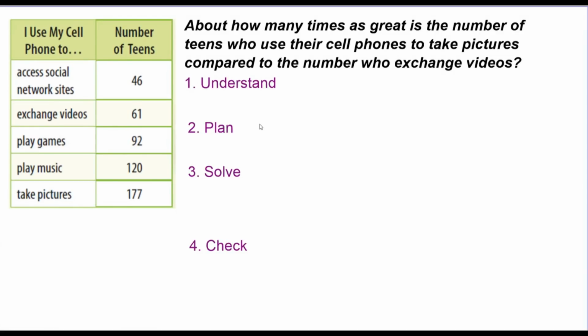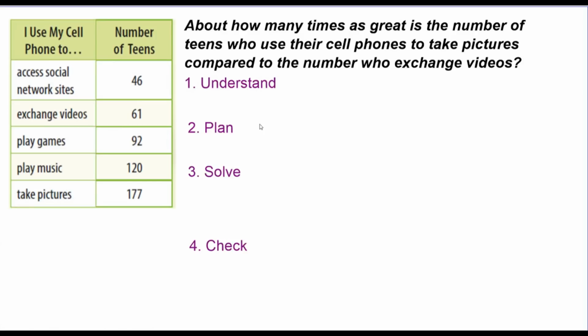So here we have a table of a number of teens and what they use their cell phone for, different categories of things they use their cell phone for. So the question is, about how many times as great is the number of teens who use their cell phones to take pictures compared to the number who exchange videos? So understand, what is this problem asking us? We need to find clues in the context, in the words. What is this problem looking for?